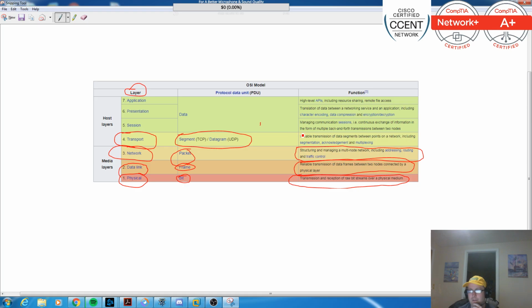Alright, so reliable transmission. I'm going to circle this, then I'm going to read it actually this time. Reliable transmission of data segments, that's TCP, reliable, between ports on a network, including segmentation, acknowledgement, and multiplexing. So this can be a little bit, make it favor more of TCP.